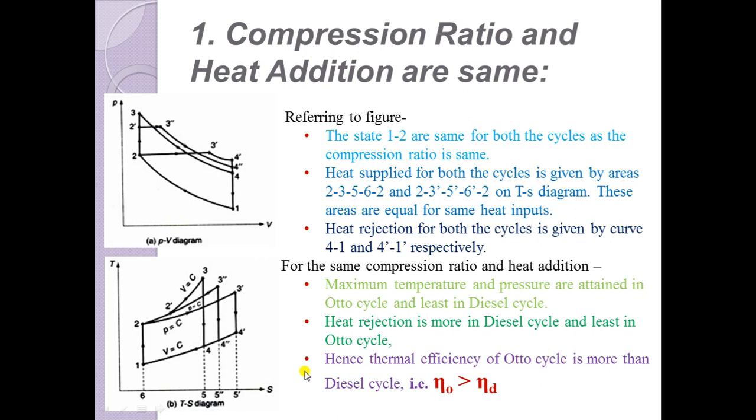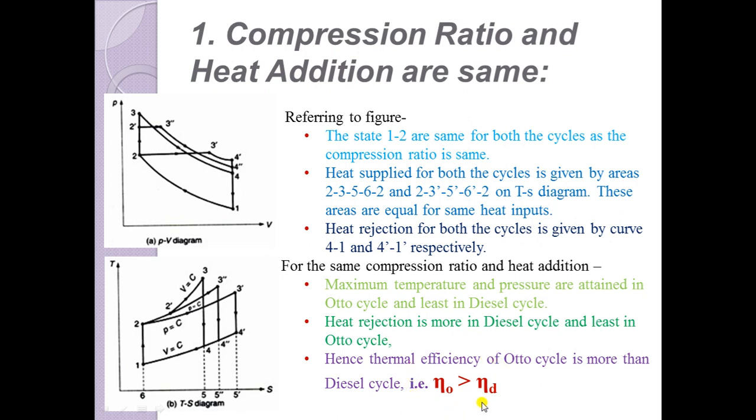Hence, based on these two observations, finally we can conclude that the thermal efficiency of the Otto cycle is more than the diesel cycle. The reason is that for the same heat input, the amount of heat rejection is less in the Otto cycle and more in the diesel cycle.